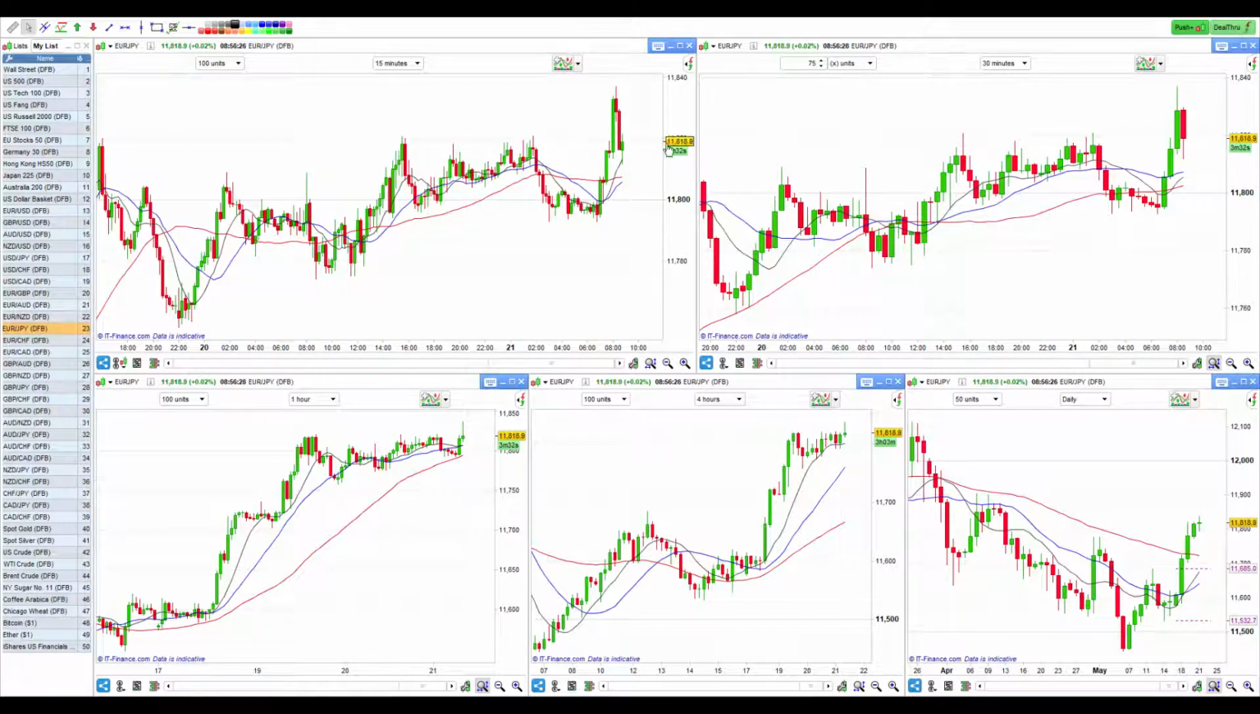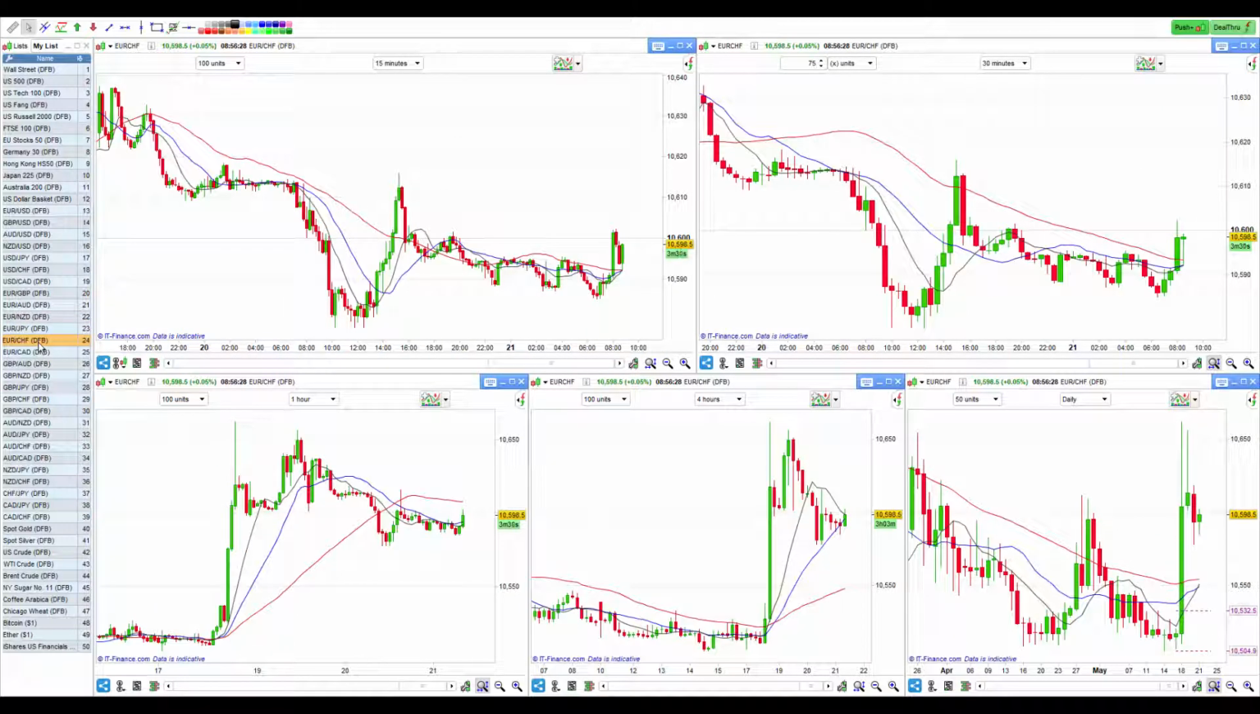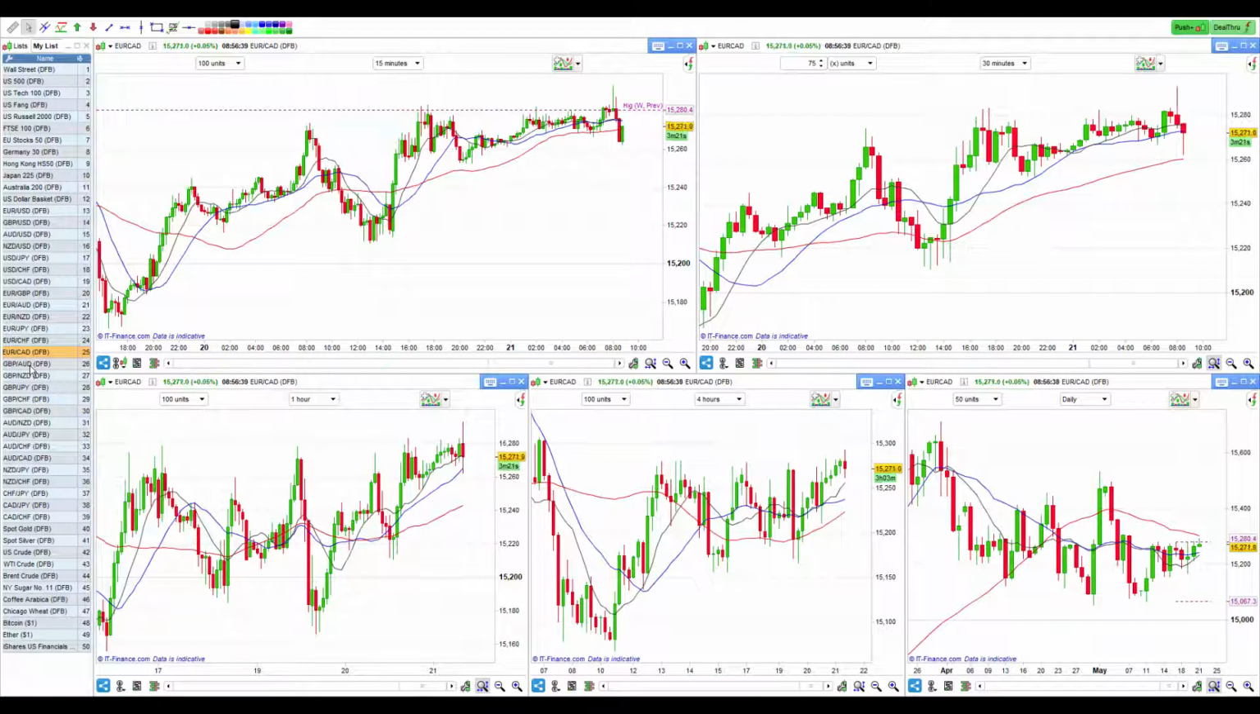But the idea is there might be long opportunities on Euro Yen. Again, Dollar Yen looking bullish. Euro Yen looking potentially bullish there. Euro Swissy, no. Looks terrible. Euro CAD looks bad as well.